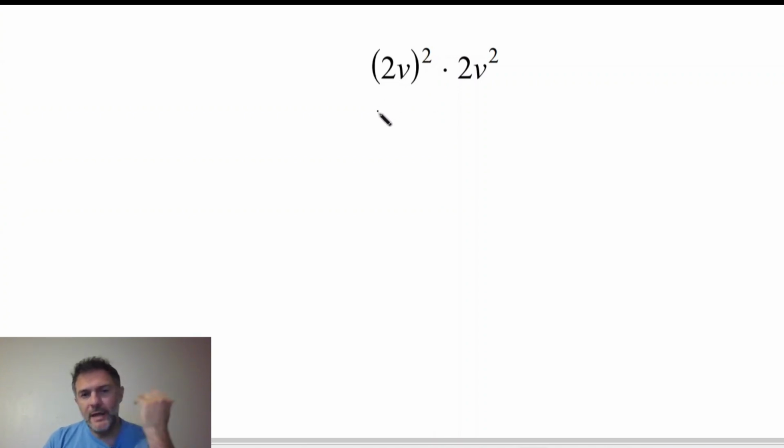I recommend to have that laws of exponents reference sheet or something like it at your side when you're first starting out with this until you really get comfortable with the rules.